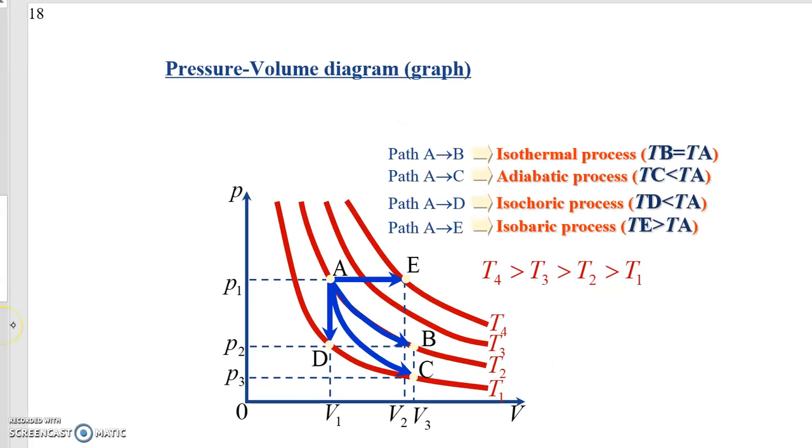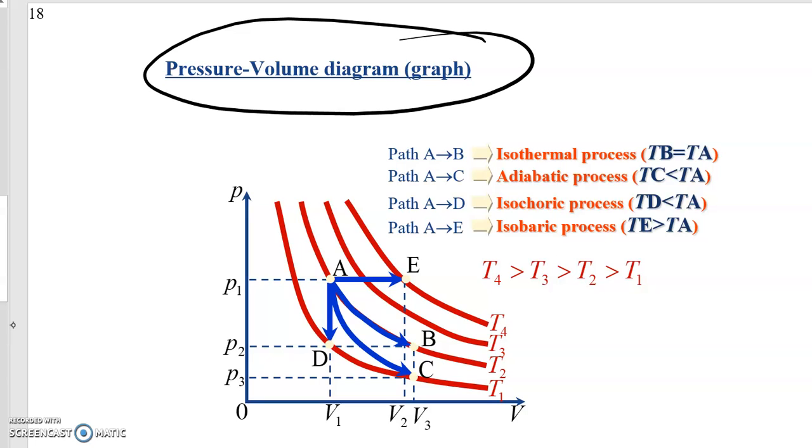Okay, let's look further. This is the pressure-volume graph. The higher the line, the higher its temperature. So process A to B is an isothermal process, where the temperatures on this line are all the same. This line is also the same temperature, so TB equals TA. TA and TB are on the same line, so TA equals TB. Process AC is the adiabatic process, where TC is lower than TA.